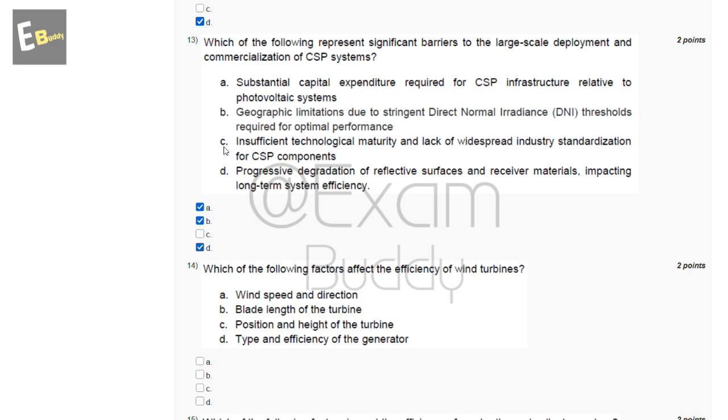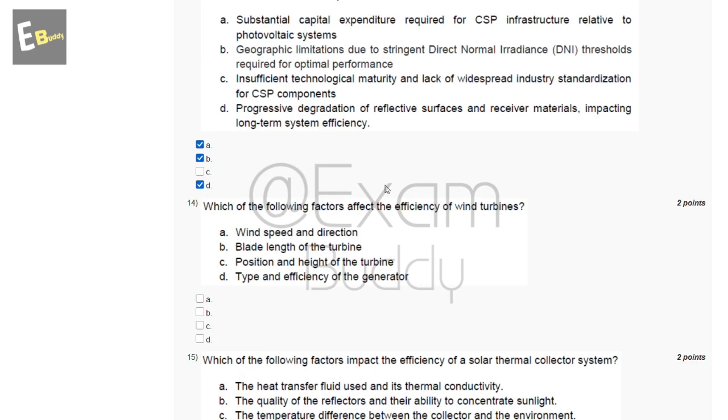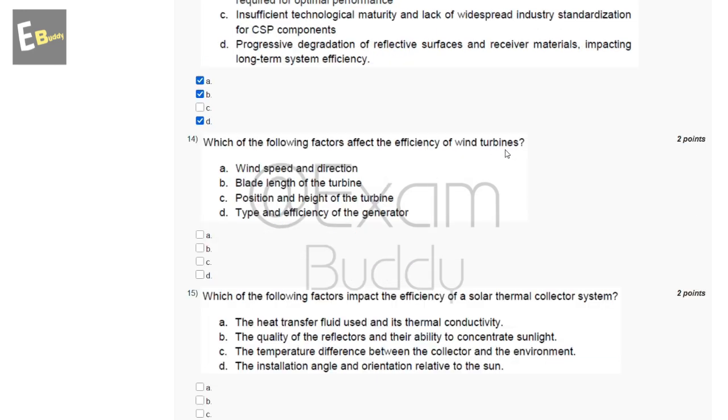Now the 14th question is, which of the following factors affect the efficiency of wind turbines? So these are the options, and the answer is A, wind speed and direction, B, blade length of turbine, C, position and height of the turbine, and D, type and efficiency of the generator. So all of these are the answer of our 14th question.